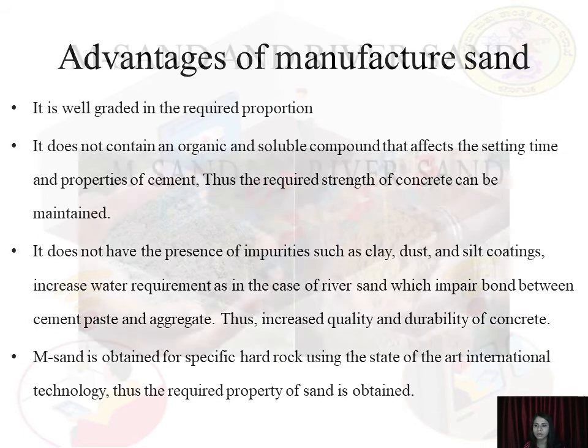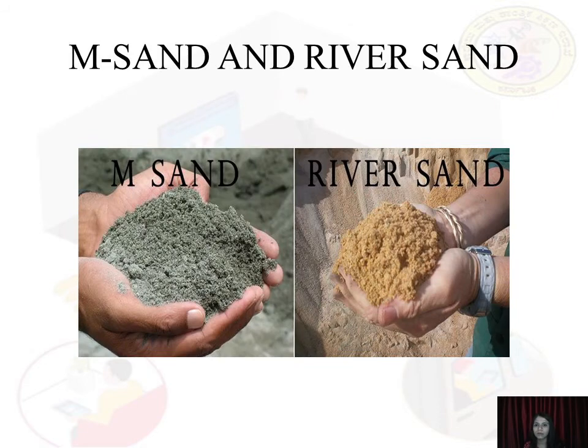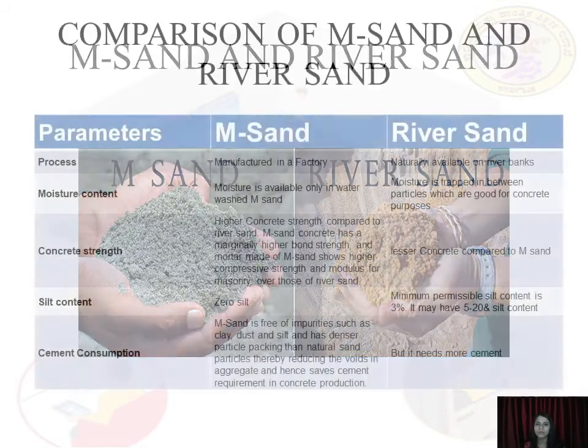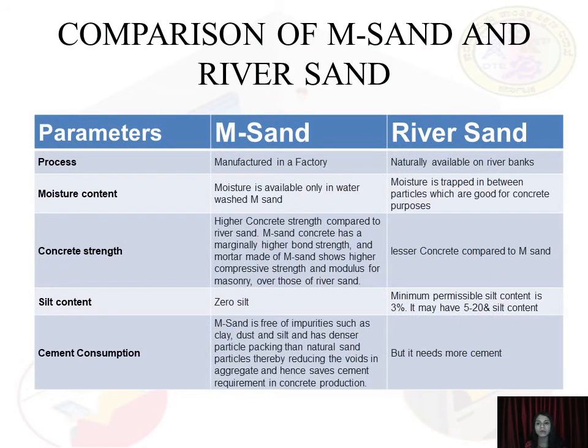The next is what is the difference between M sand and river sand? M sand is manufactured in a factory. River sand is naturally available near the river banks. And then the moisture content. The moisture is available only in water washed M sand, not in the dry classifiers. In the river sand, the moisture is present, trapped in between the particles, which is good for concrete purposes.